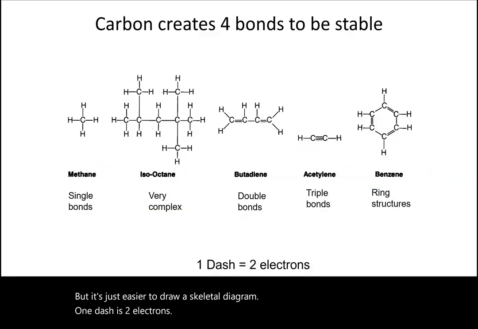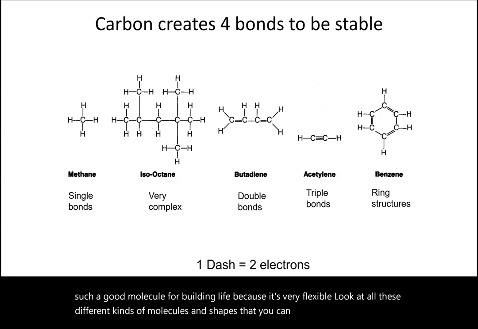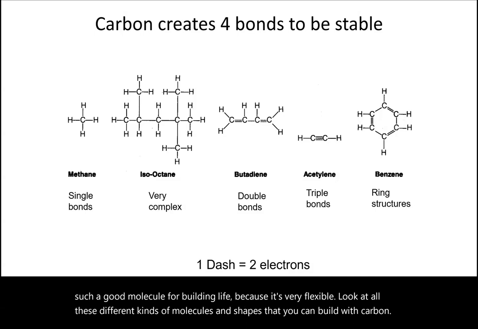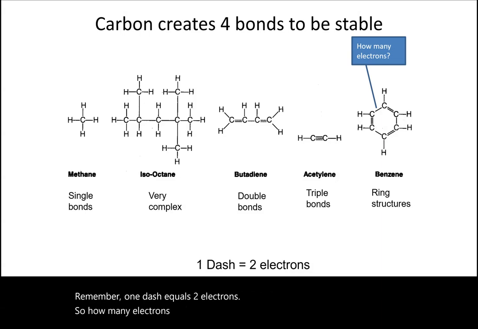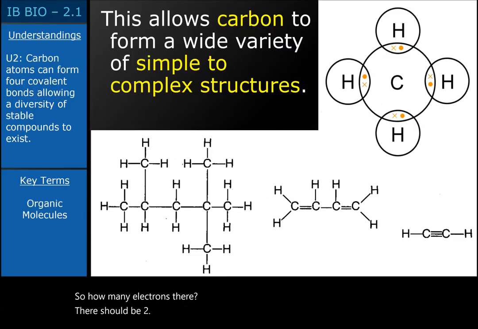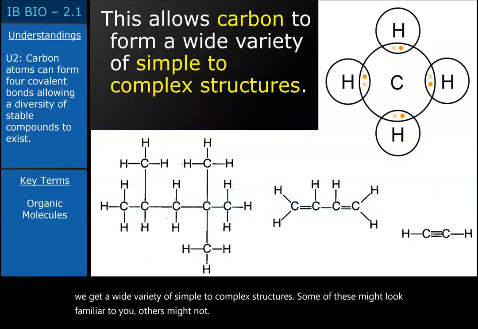Remember, carbon creates 4 bonds to be stable, and that's what makes it such a good molecule for building life because it's very flexible. Look at all these different kinds of molecules and shapes that you can build with carbon. Remember, 1 dash equals 2 electrons. So how many electrons there? There should be 2. Because of this ability to bond with 4 different molecules at the same time, we get a wide variety of simple to complex structures. Some of these might look familiar to you, others might not. We'll see how much you remember in a little bit.